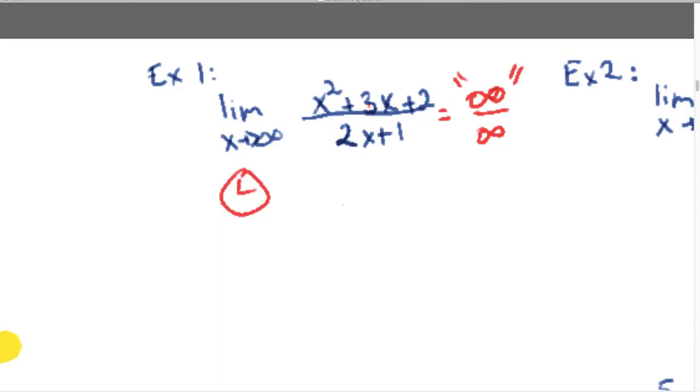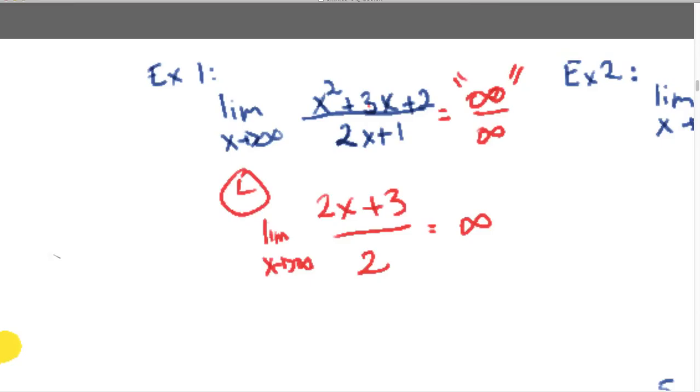And here, when we take the derivative of the top, we get 2x plus 3. And then the bottom becomes 2. The next thing to do is to reevaluate this limit. And when I plug in infinity, I get infinity.